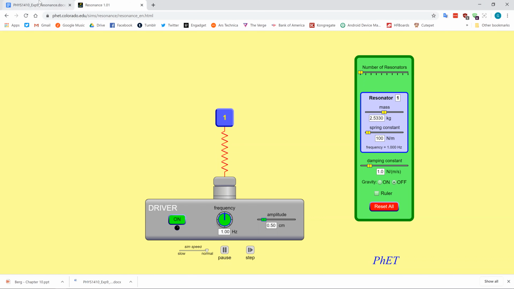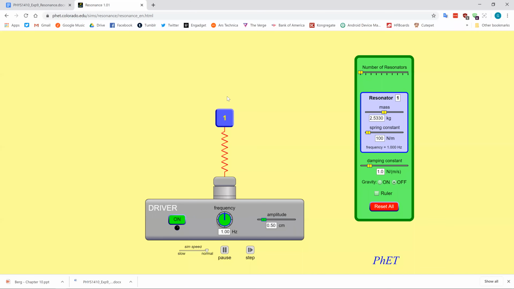So you're going to start off with this one mass here. The driver frequency is set to 1 hertz. The amplitude we don't care about. You don't have to touch that at all throughout the entirety of the experiment. We're going to turn that on after we give it a little tug. So I'm going to give it a little tug and let it oscillate, just so you can get the idea of how quick that is.